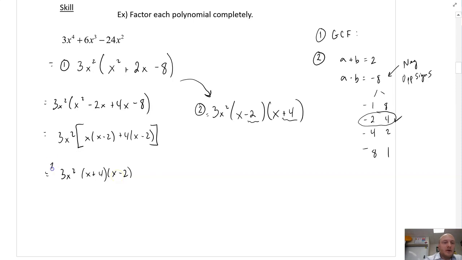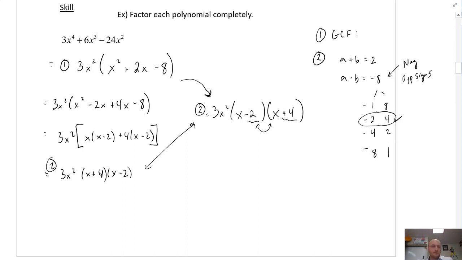And I want you to go ahead and compare these two. So what do you notice? They're exactly the same, right? 3x squared times x plus 4 times x minus 2. They're exactly the same. I know these two are just flip-flopped, right? And that's fine. They can be that way because multiplication is commutative, but it's the same answer. So there is a shortcut, and I recommend doing the shortcut and using that.